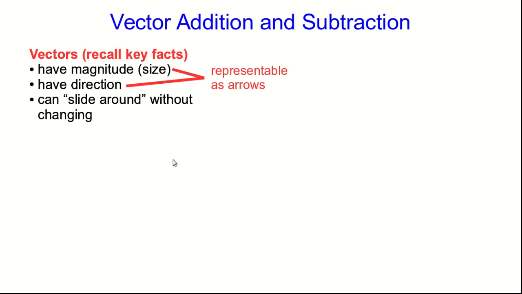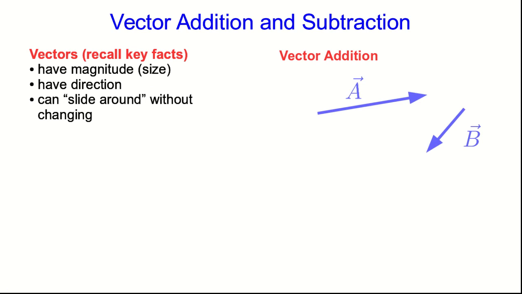Anything you can do with arrows is a valid thing to do with vectors. So let's look at addition of vectors using the representation of them as arrows. So here are two arbitrary vectors. What does it mean to add them?